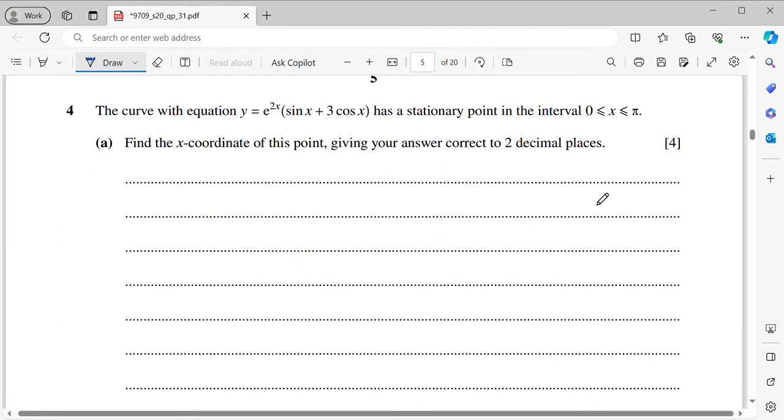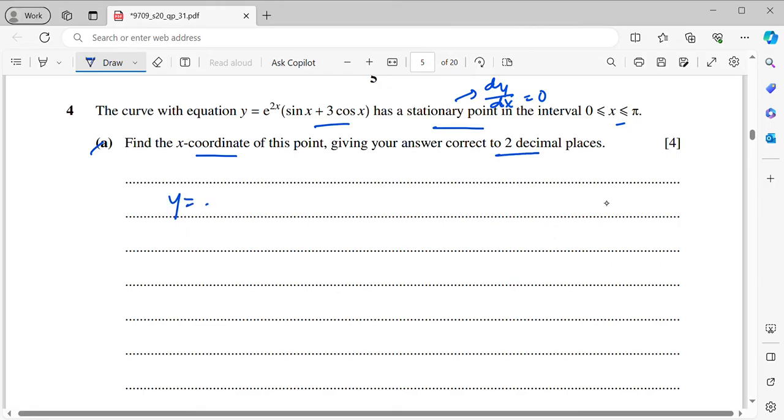Okay, question number 4. The curve with equation y equals e^(2x) times (sin x plus 3 cos x) has a stationary point in the interval 0 to pi. When you see stationary points, it means dy/dx equals 0. Now A, find the x coordinate of these points, giving your answer to 2 decimal places.